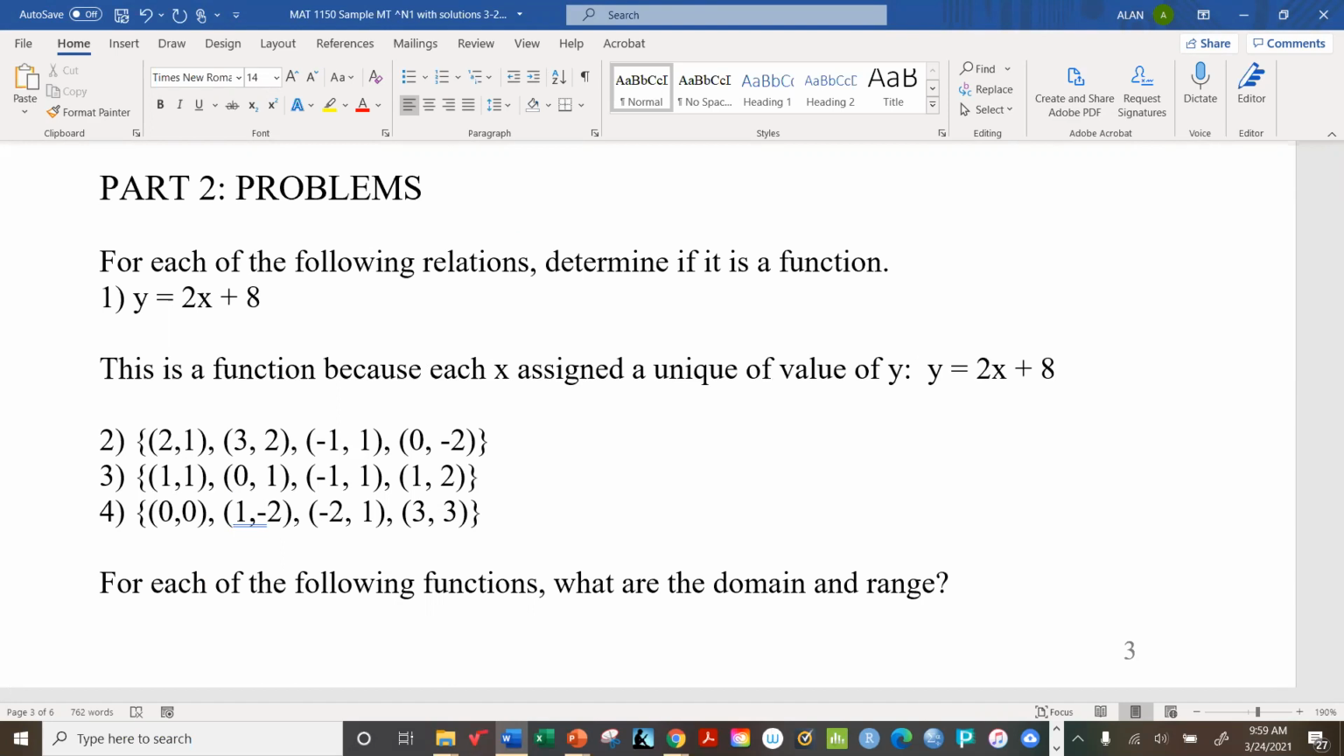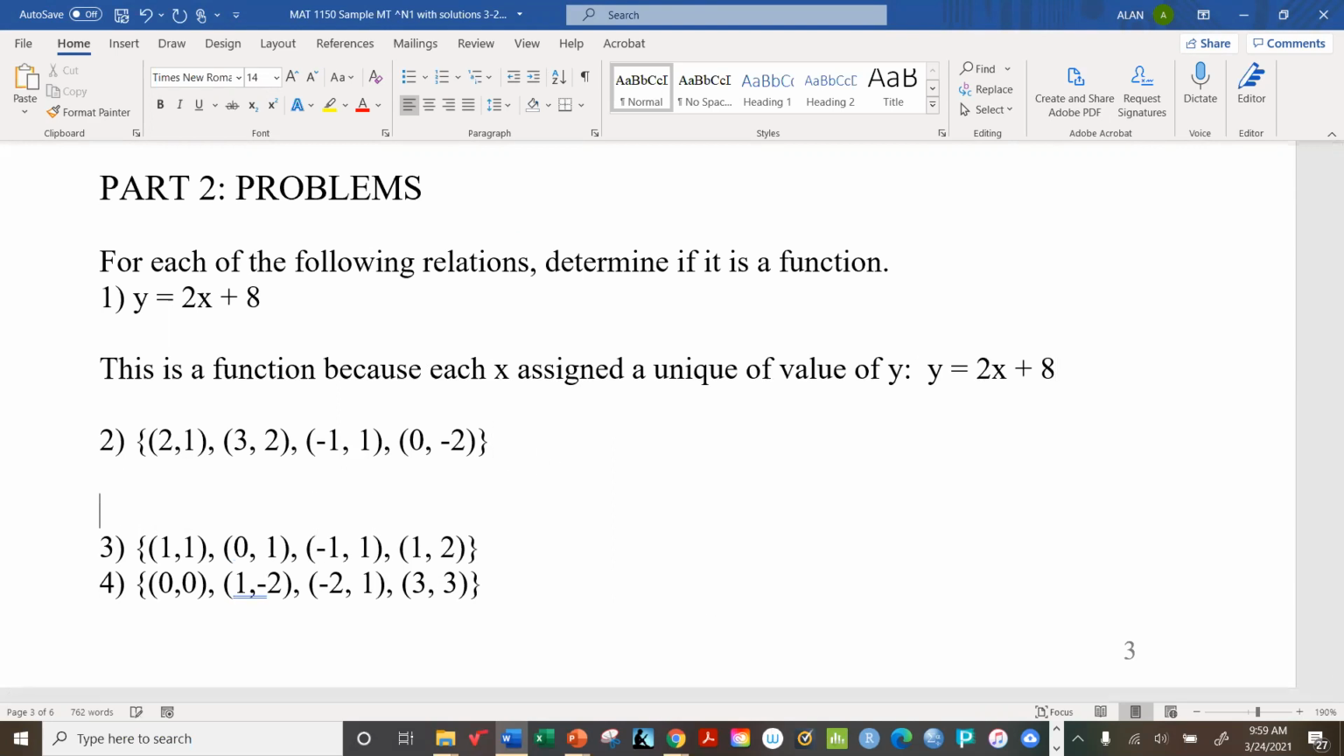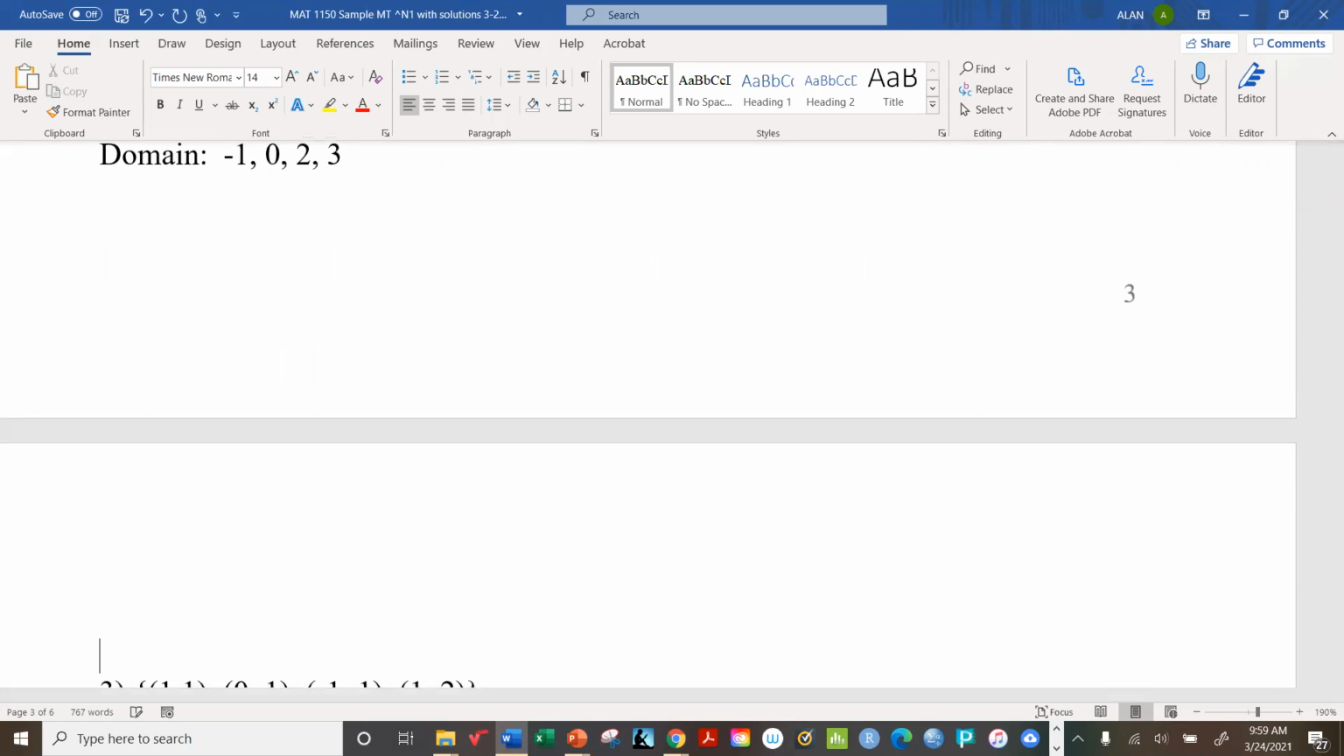value of y. Now here, it's a little more challenging because we have to look around and see what elements are in the domain and what elements are in the range. So if you look at it very carefully, you'll see that each element in the domain, these are the elements, let's put these in order, -1, 0, 2, and 3. And each one has been assigned.